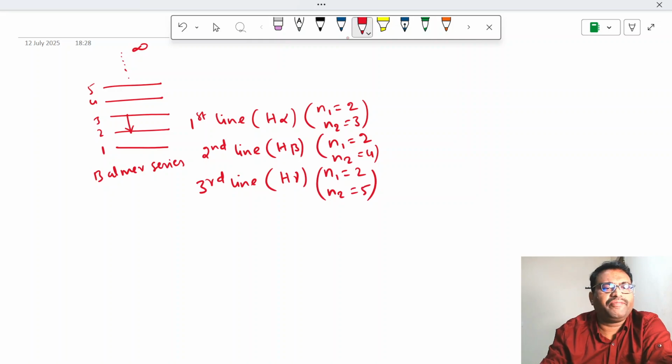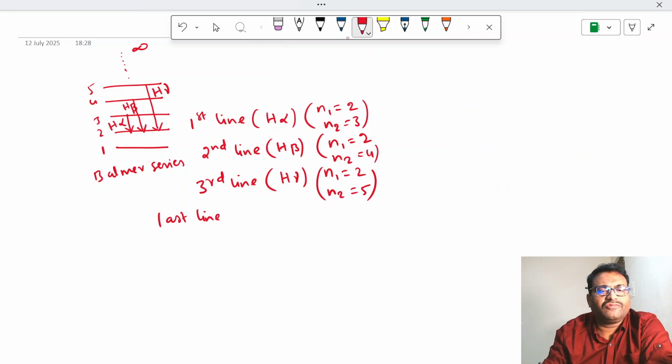So in this way, from 3 to 2 is the first line, 4 to 2 the second line, 5 to 2 the third line. They are also called H alpha, H beta, H gamma, H delta, in that way. Then the last line, which is also called the limiting line.